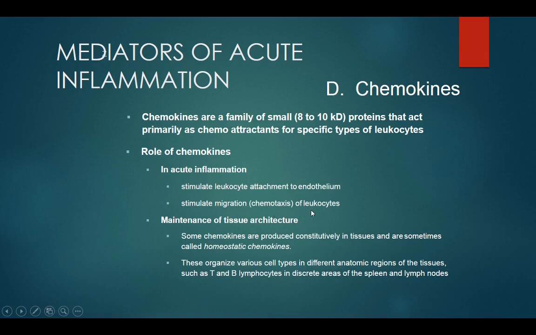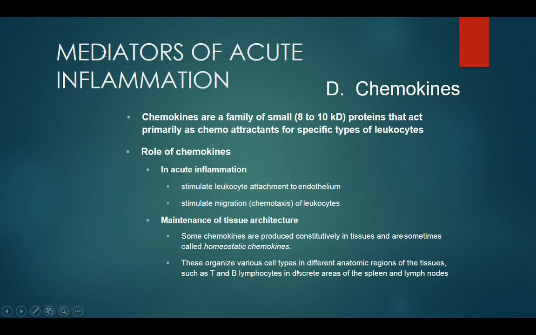Like I showed you in this, the vessels like diabetes, the neutrophils were coming out. So it stimulates the release of neutrophils and others at the site of inflammation. It also causes maintenance of tissue architecture. Some chemokines are produced continuously in tissues and are sometimes called homeostatic chemokines. Like it produces homeostasis, a continuous, same environment in the body. It will try to produce that.